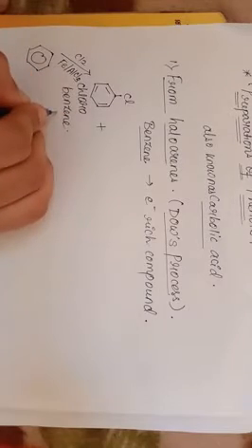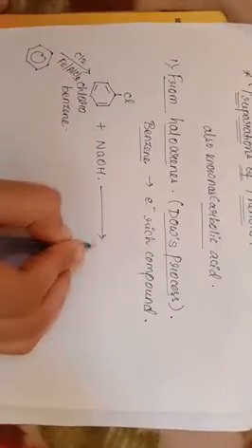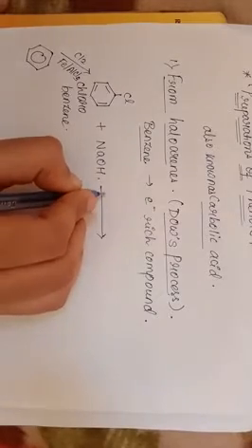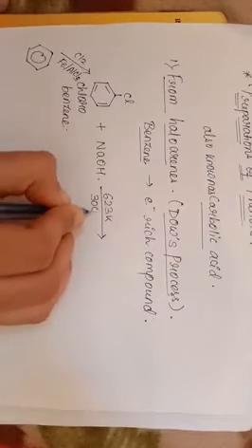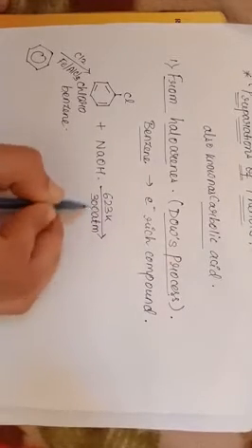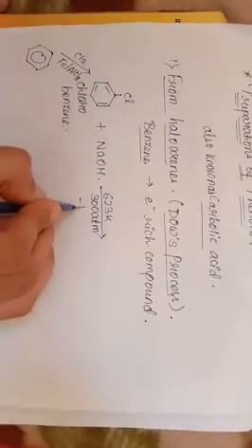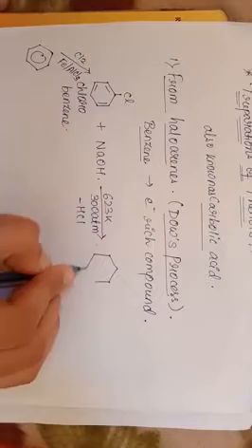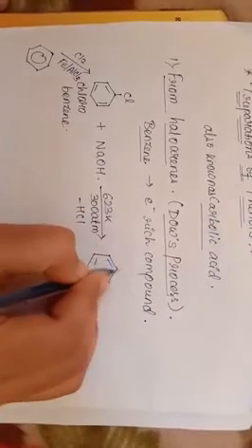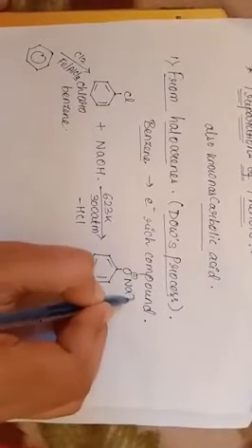Now on reaction of chlorobenzene with a strong base, that is NaOH, this Cl will be substituted. Now we need to give here your temperature and pressure. So temperature will be 623 Kelvin and pressure is 300 atmosphere. You need to remember this properly. So this Cl will be substituted and it will be removed as HCl, and you will get your sodium phenoxide, that is ONa.